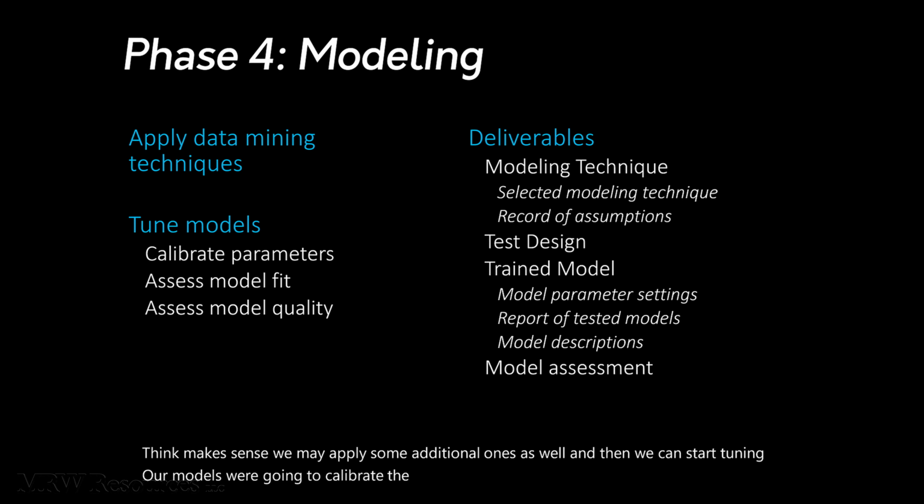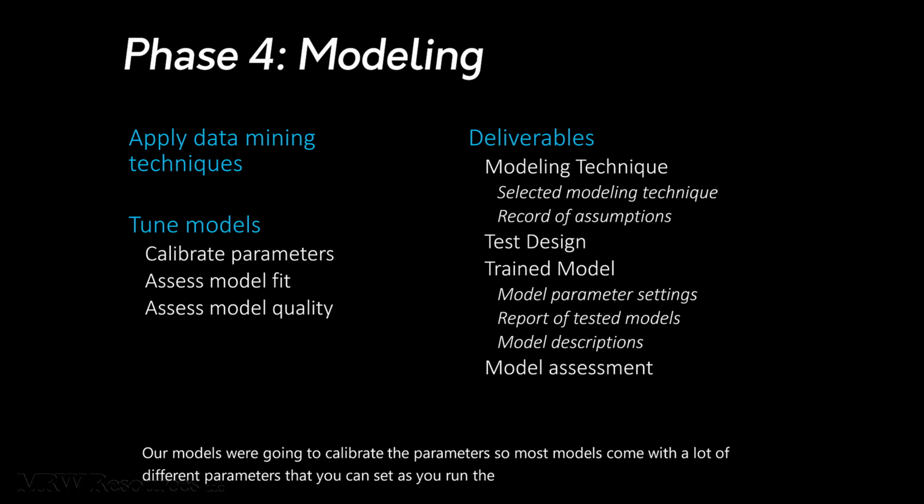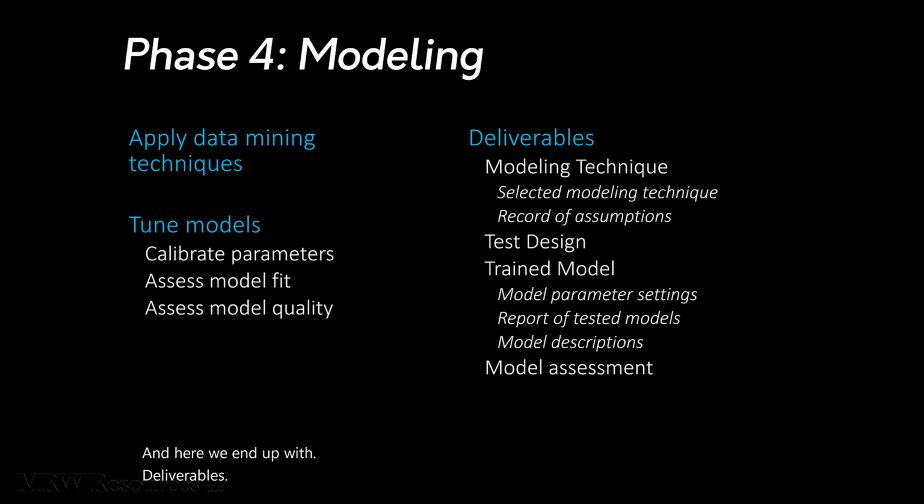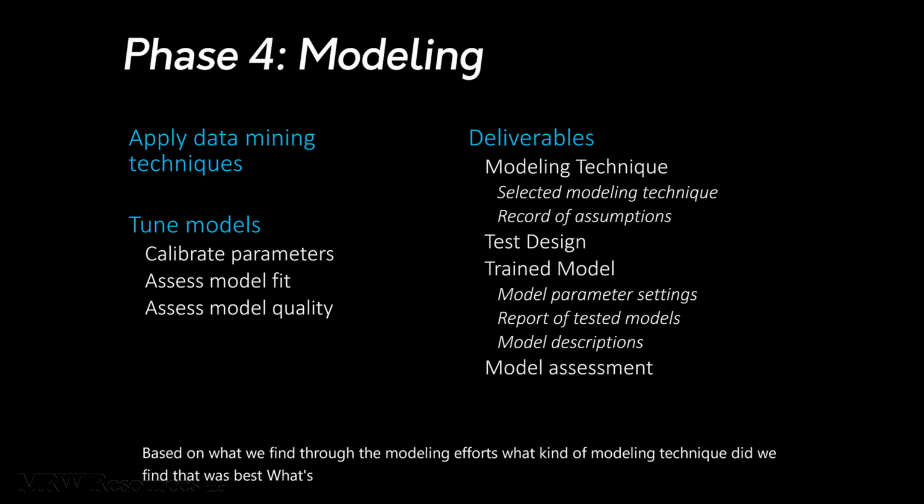So most models come with a lot of different parameters that you can set as you run the model. So we can tune those parameters, figure out how the model fits, what kind of quality we're getting from the model output. And here we end up with deliverables based on what we find through the modeling efforts. What kind of modeling technique did we find that was best? What's the algorithm we would like to move forward with? We'll probably include a list of other finalists as well.